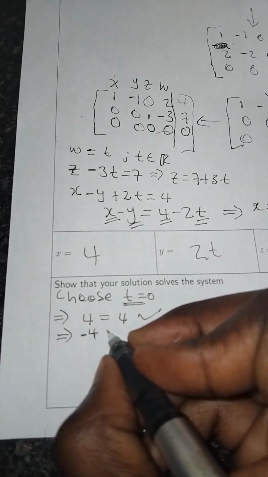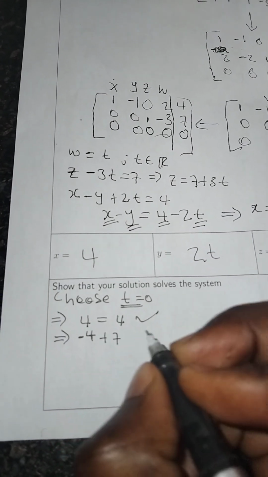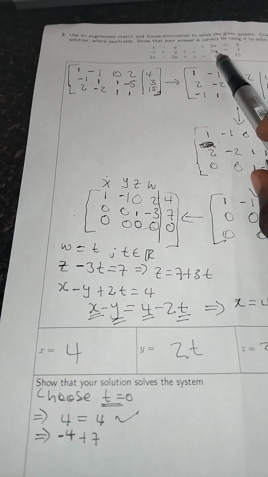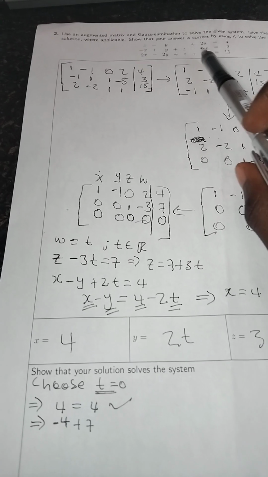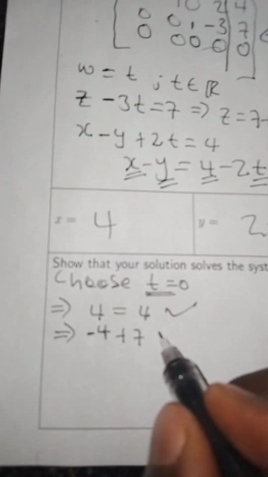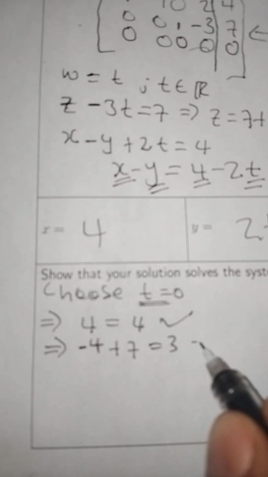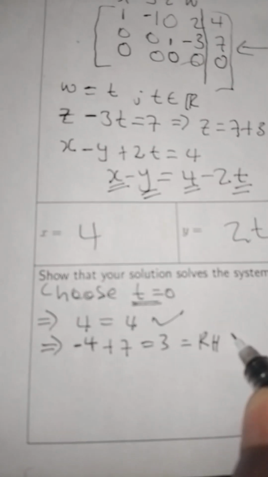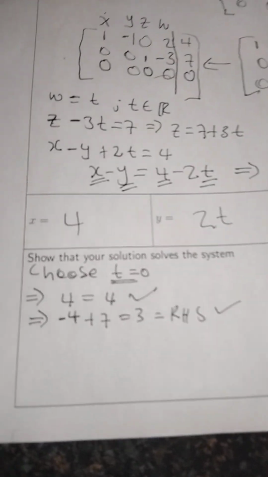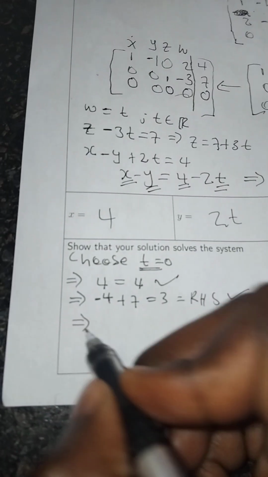So plus z. If we plug t to be 0 there, notice that z is going to be 7. So it's minus 4 plus 7 and 5w. W is t, so this will go away. So minus 4 plus 7, that should give us 3, and we see it's equal to the right hand side of the equation. So also equation 2 satisfies it, it solves the system.